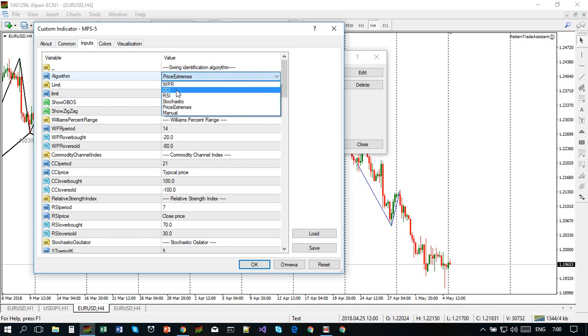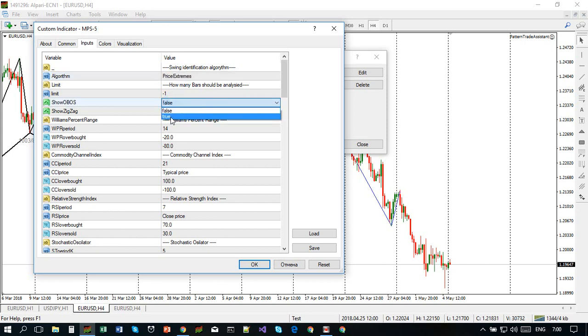Williams percentage range, commodity channel index, RSI, stochastic, price extremes, and of course manual is available, so no stuff will be drawn. Then you can show the history, or you can analyze whatever number of bars as I told you. So -1 is to show patterns on history only. Then you can set to show indicators overbought, oversold. If you enable this to true, the indicator will show you which candles are overbought and which are oversold.